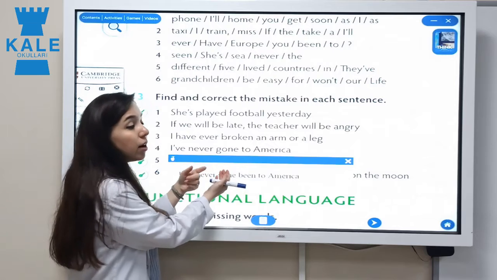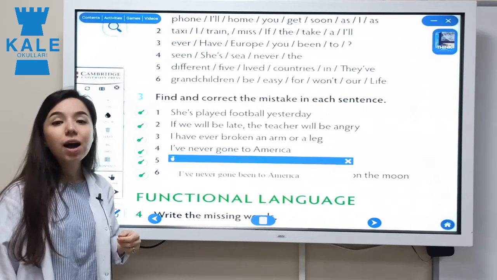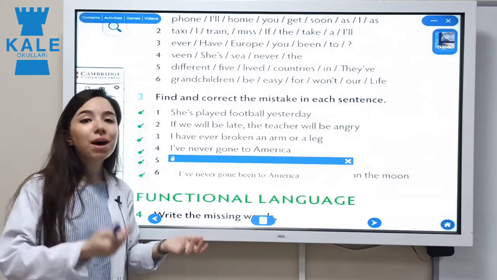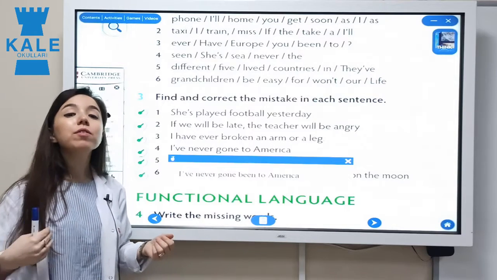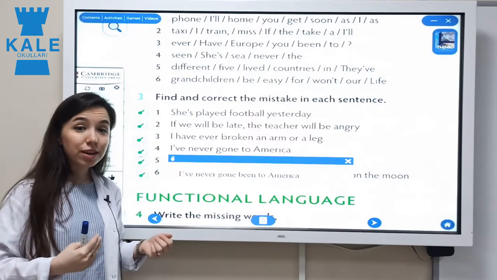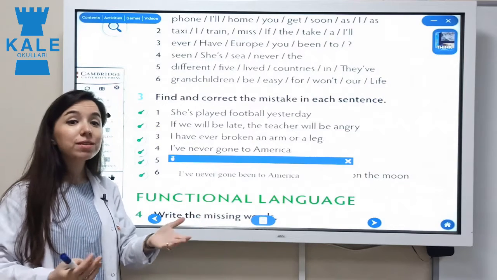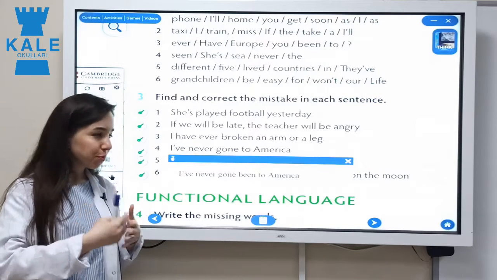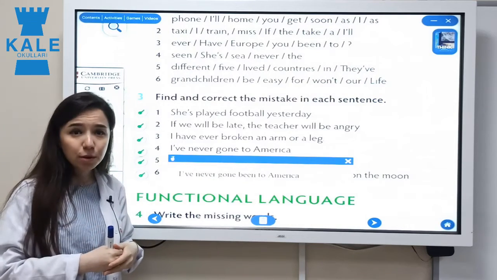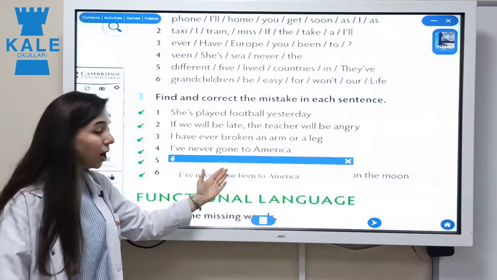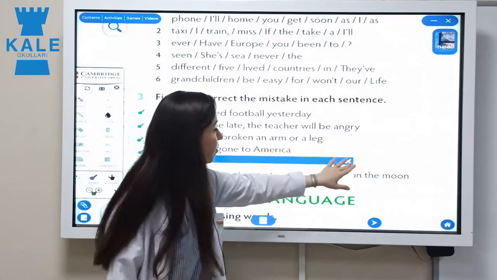I have never been to America. Means, for example, I was in America. Was is the past simple form of it. But when we want to make the to be verb present perfect simple, I'm so sorry, we need the past participle form of it, means third form of the verb. It should be been. So gone here is the mistake.